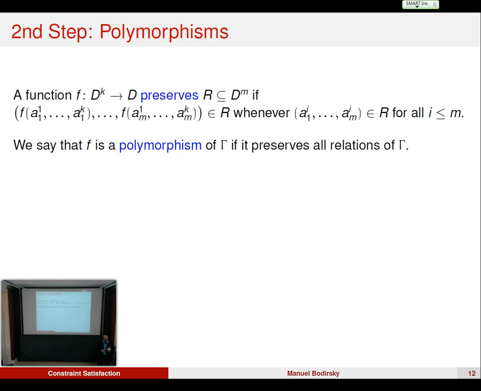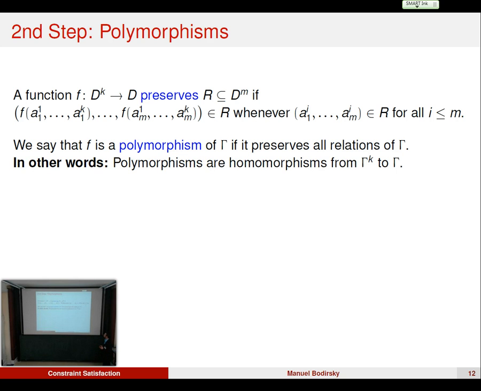If a function preserves all relations in a structure, you say it's a polymorphism of this structure. And polymorphisms generalize automorphisms, obviously. So the set of all polymorphisms is a more powerful object than the set of all automorphisms. Another way to look at polymorphisms is you take a direct product of your structure and look at homomorphisms back into your structure.